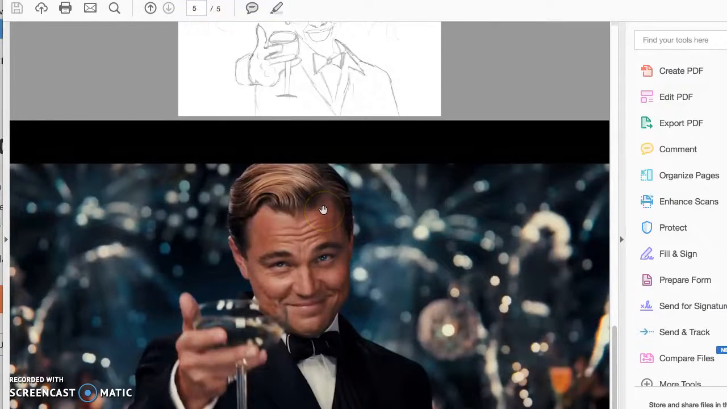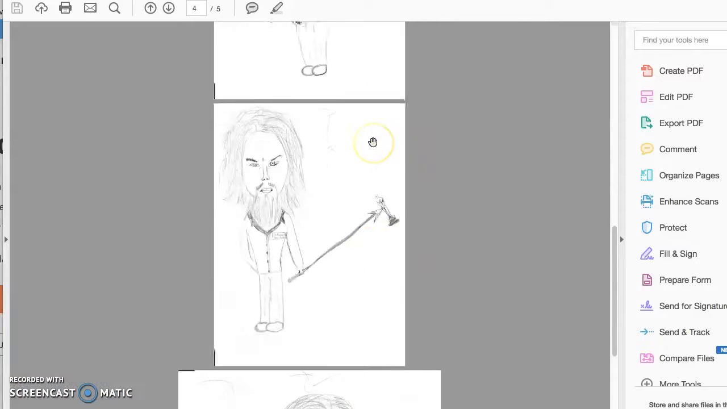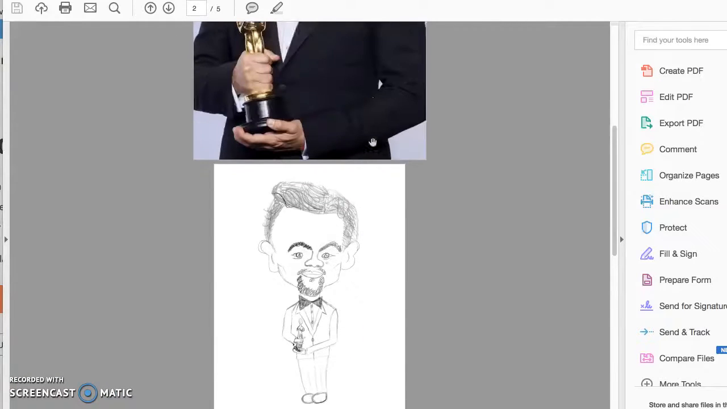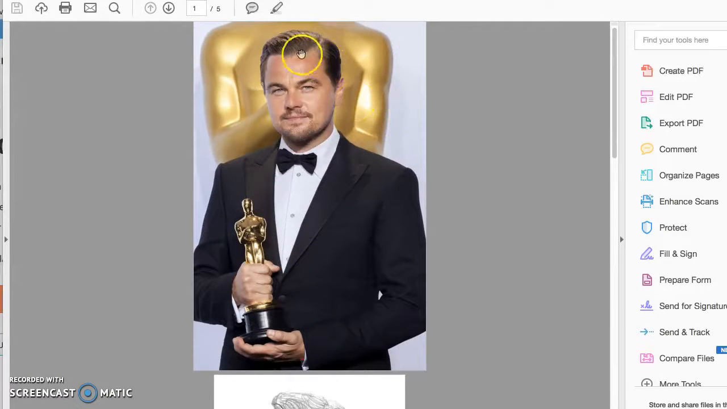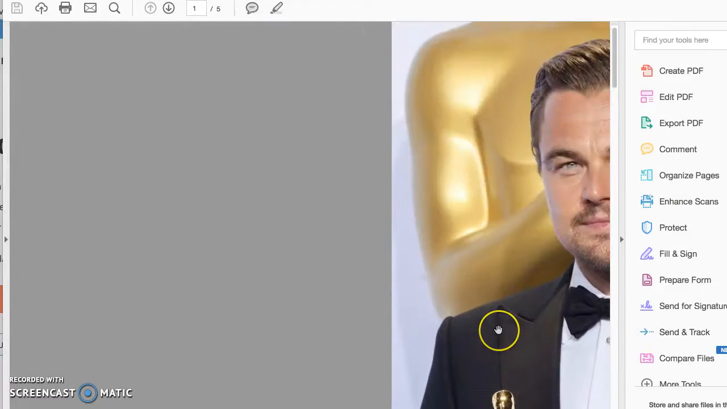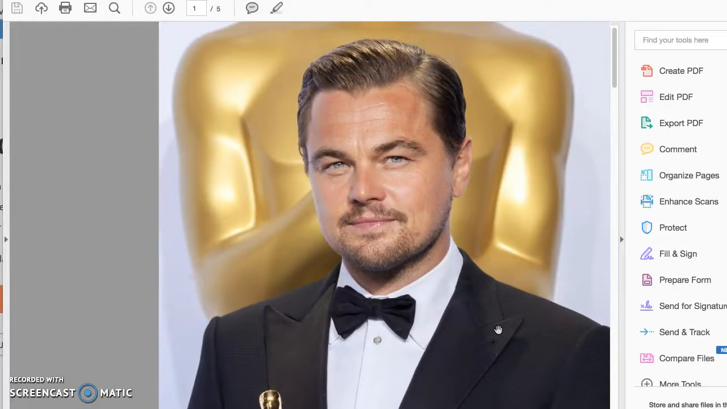All right, so this one, I love that she picked Leonardo DiCaprio. He's just so good to look at. I think definitely you're going to need to get in there and trace some of his features. So when you do caricatures, you want some aspect of him or her, whoever you do, to be still recognizable.